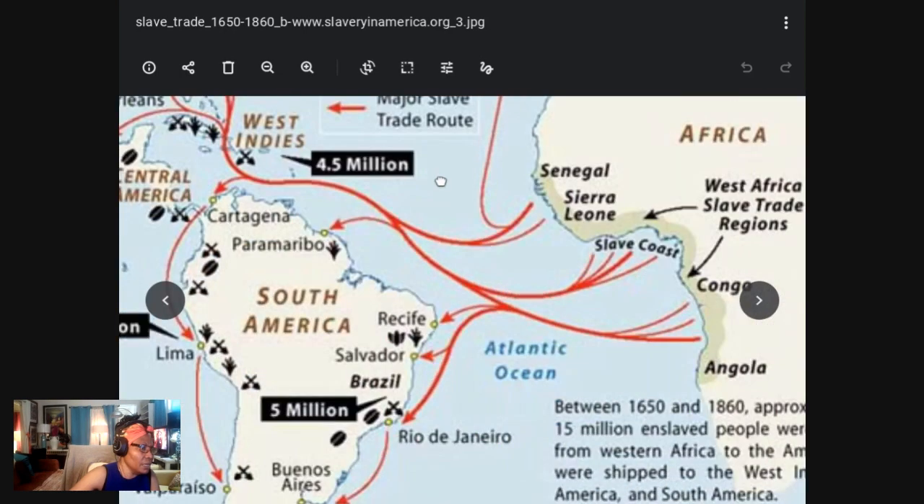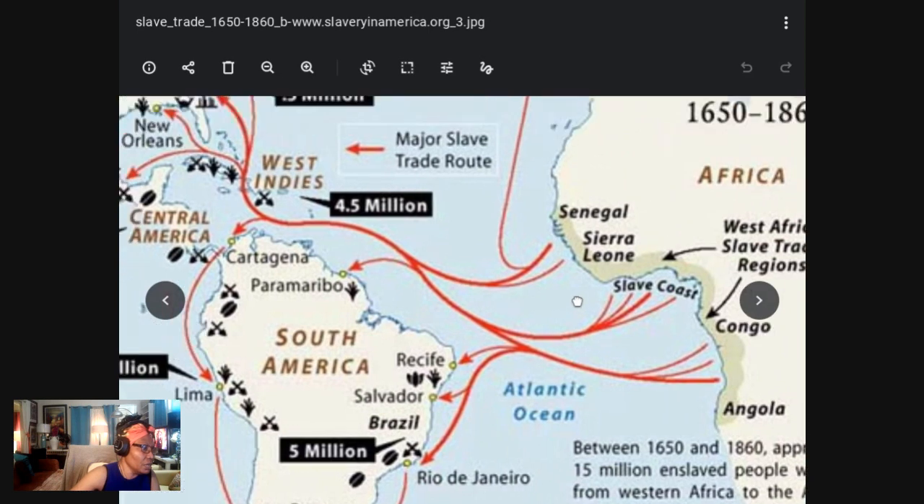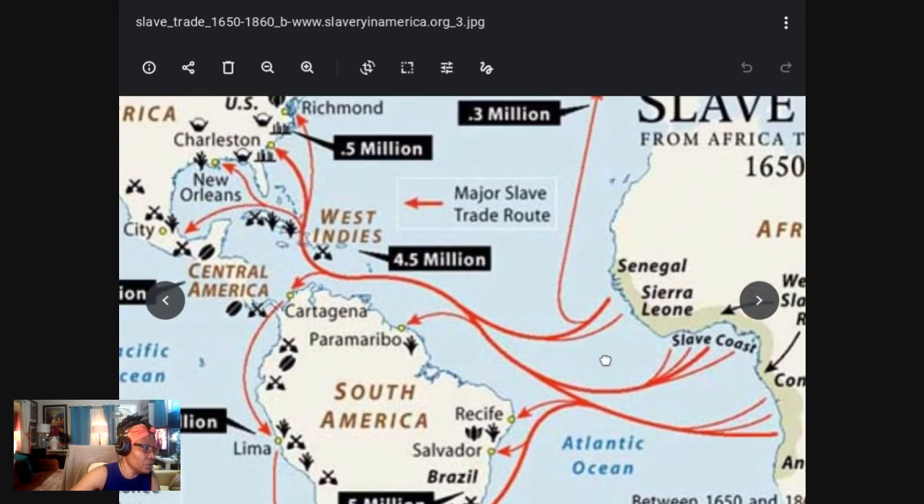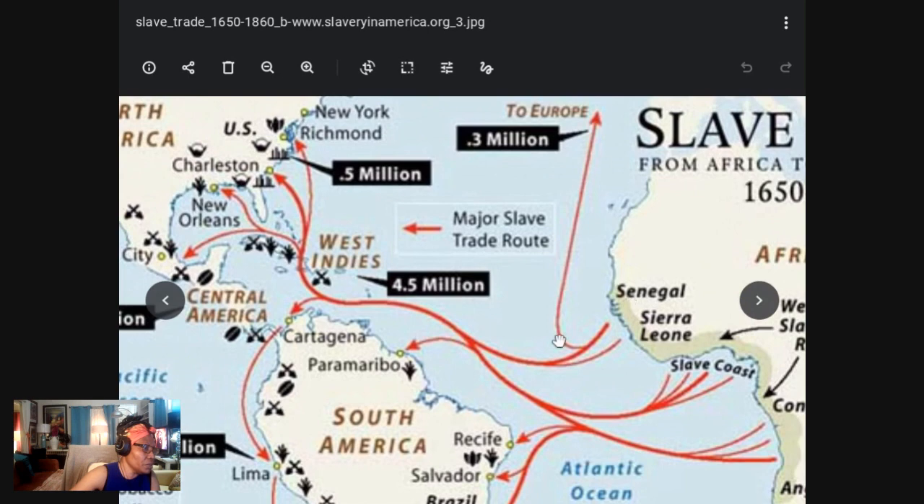Then Sierra Leone, looked like Sierra Leone, they put them in Europe. Some went to Europe. 3 million, 5 million to the Americas, 3 million to Europe from Sierra Leone, so from Senegal. I mean, from Senegal and Sierra Leone also took them to New Orleans, the same place, so they went there as well.